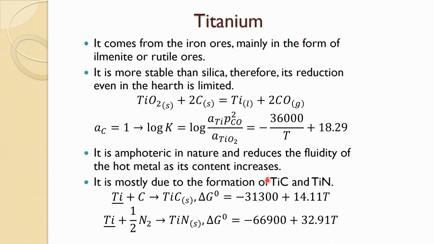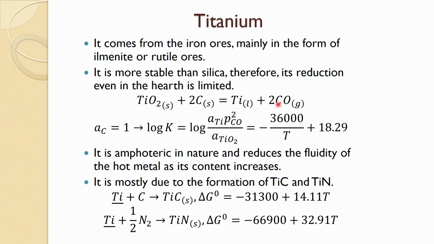Another element which is there in iron is titanium. It comes from the iron ore mainly in the forms of ilmenite or rutile. Ilmenite is FeTiO3 and TiO2 is rutile. In this form titanium comes to the metal. It is more stable than silica, therefore its reduction even in the hearth is limited.